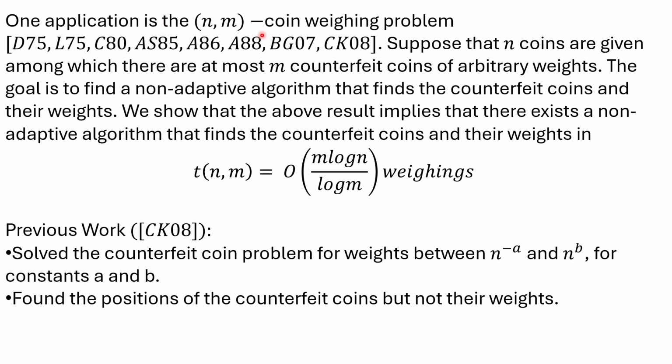One application is the n, m coin weighing problem that we talked about earlier. Suppose that n coins are given, among which there are at most m fake coins. The goal is to find an algorithm that finds the fake coins and their weights. We show that the above result implies that there exists a non-adaptive algorithm that finds the fake coins and their weights in t weighings, and t is defined here. Previous work solved the fake coin problem for weights between 2 to the power of minus a and 2 to the power of b for constants a and b. It also found the positions of the counterfeit coins, but not their weights. We can also find their weights in our algorithm.